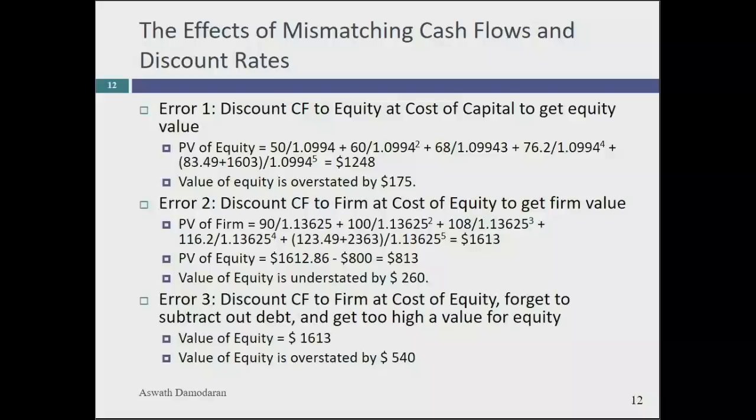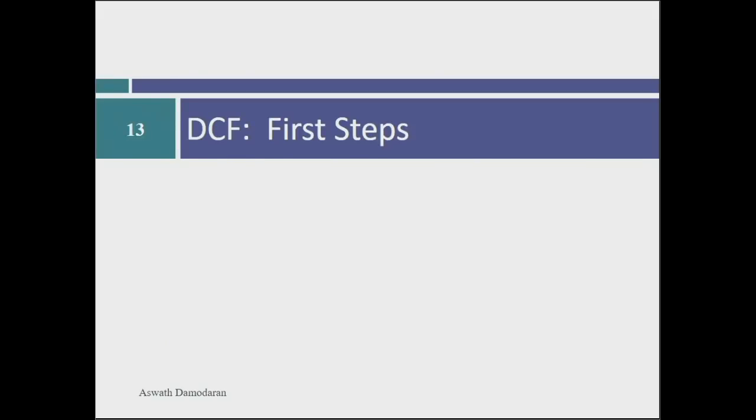That's if you remember to subtract out the debt. But by the time you discount cash flow to the firm at the cost of equity, you might be so confused about what you value that you might just forget to subtract out the debt. I've seen all three happen in actual valuations with hundreds of millions of dollars at play. So don't assume, just because you see it on paper and somebody signed off, that it actually makes sense, because the consistency principle is so easy to miss if you get caught up in the details.